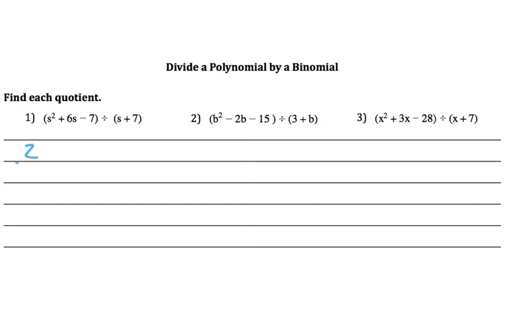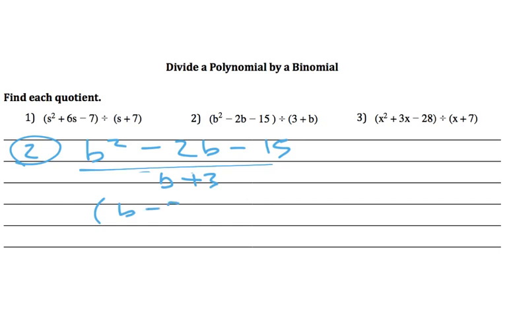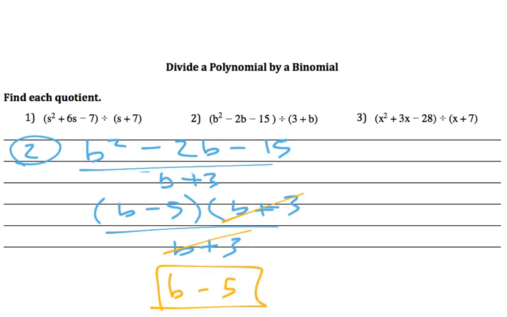Number 2. b squared minus 2b minus 15 over 3 plus b. And I don't see a problem with rewriting that as b plus 3, if you prefer. So I'm looking for the factors of negative 15 that add up to negative 2. So I'm going to write b minus 5 times b plus 3 over b plus 3. b plus 3's cancel out, and I'm left with b minus 5.